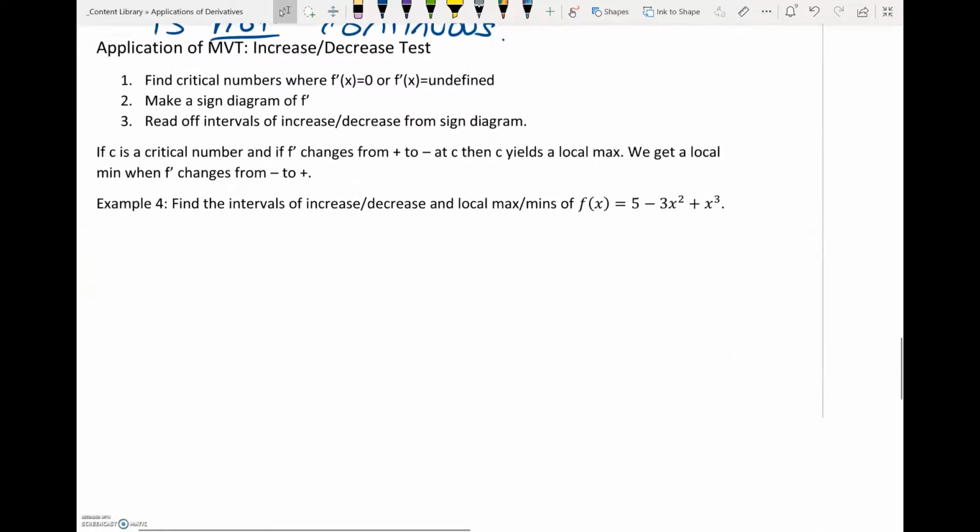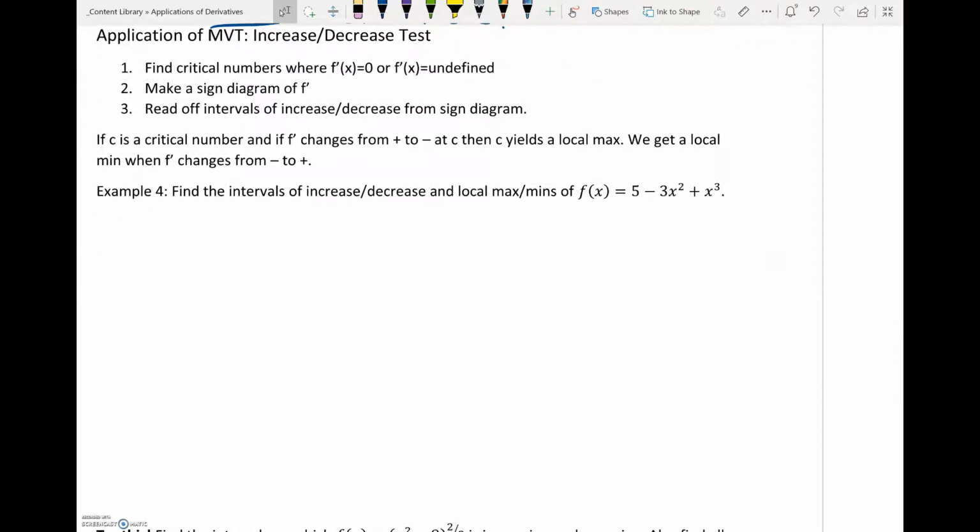Now there is an application of MVT that's pretty useful. It's called the increase and decrease test. This tells us where our function f is increasing and decreasing without drawing pictures. We can just look at the equation of our function and determine our increase and decrease, which in return will determine our max and min.